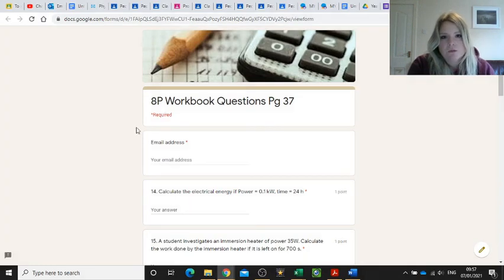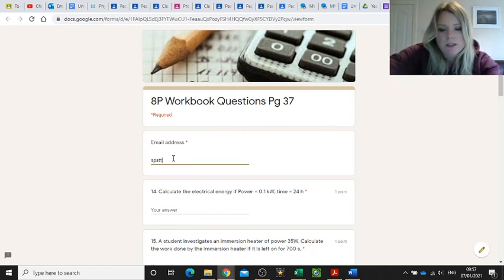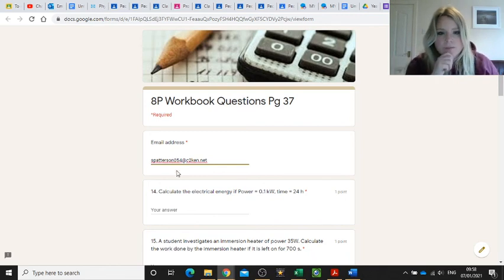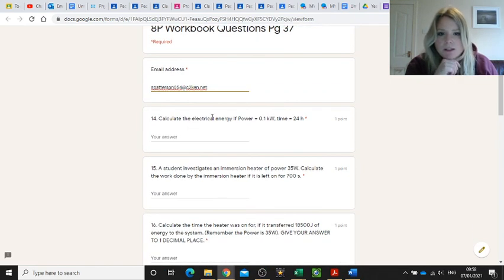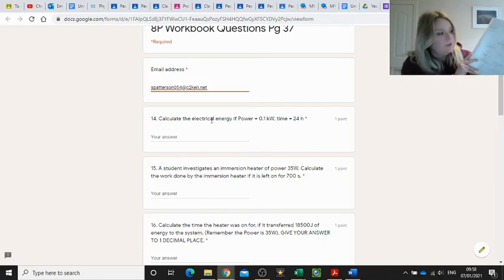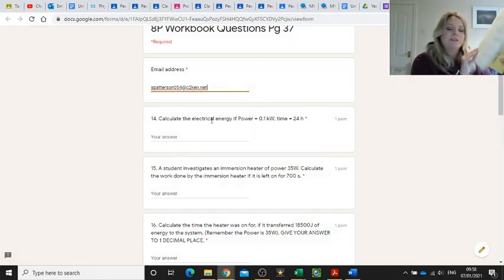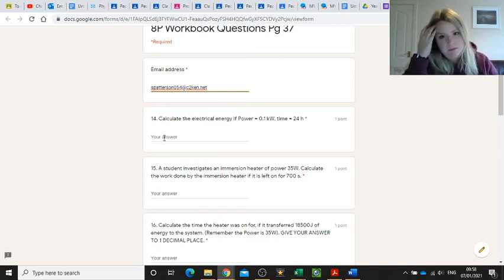I'm in the Google form, so I've clicked the link and it has opened up this form. It's asking me for my email address, so I type it in, and remember to use your school email, at c2ken.net. Okay, now question 14, this is where we're starting, because remember we finished off on question 13 last day. So calculate the electrical energy if power equals 0.1 kilowatts and time equals 24 hours. I have done all my questions in my workbook. So once I have that done, I go to my Google form and I type in my answers.